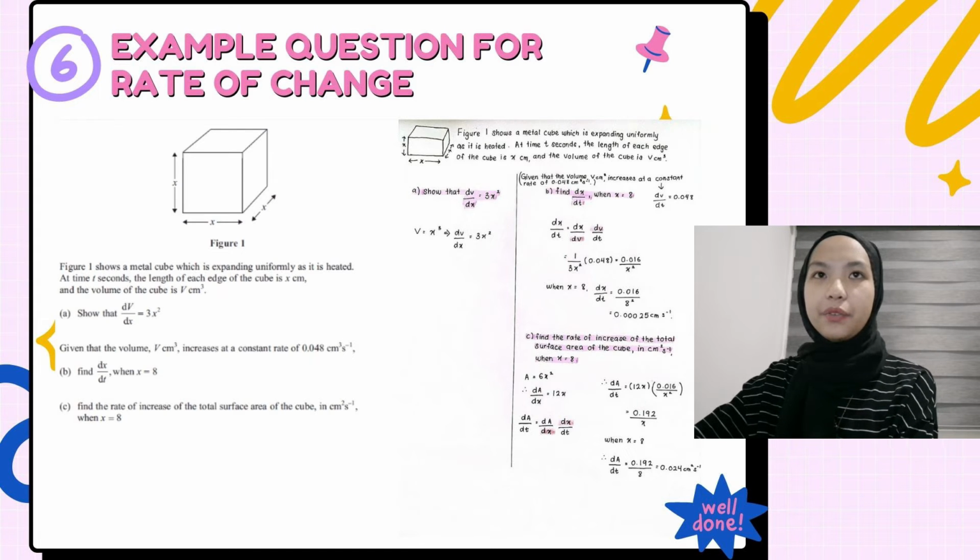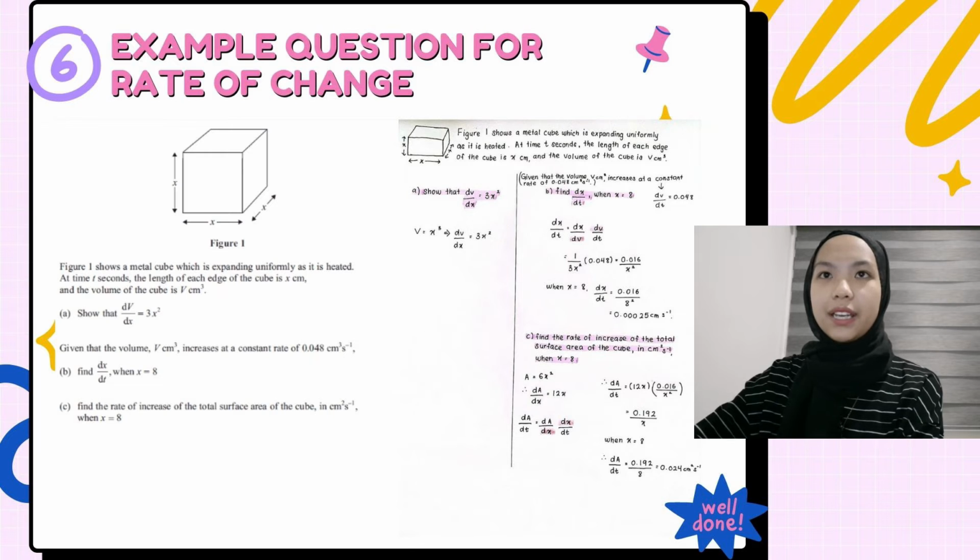For questions B and C, the question states that the volume V cubic centimeters increases at a constant rate of 0.048 cubic centimeters per second. For question B, it asks to find dx/dt when x equals 8. In other words, find the rate of change of the length x when x is 8.